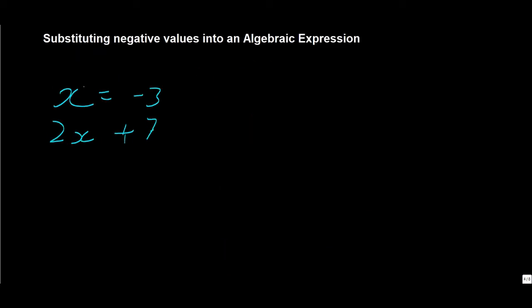Now, if you want to do a negative value, it's a bit different. Again, you need the brackets. So x equals minus 3, and we've got the same equation again. If we use the same way we did before, you should get the correct answer. So 2, and then instead of the x, you put a negative 3 in brackets, and then add 7, which would get you negative 6 plus 7, which is equal to 1.